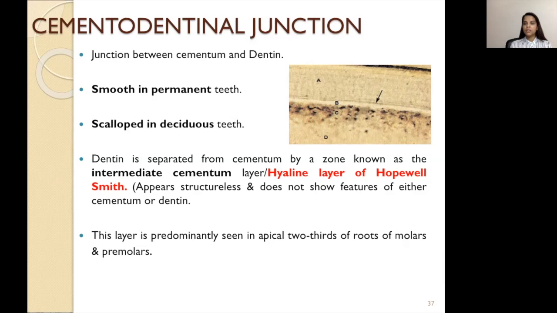In the picture, A is acellular cementum, B is hyaline layer of Hopewell-Smith, C is Tomes granular layer, and D is root dentine.